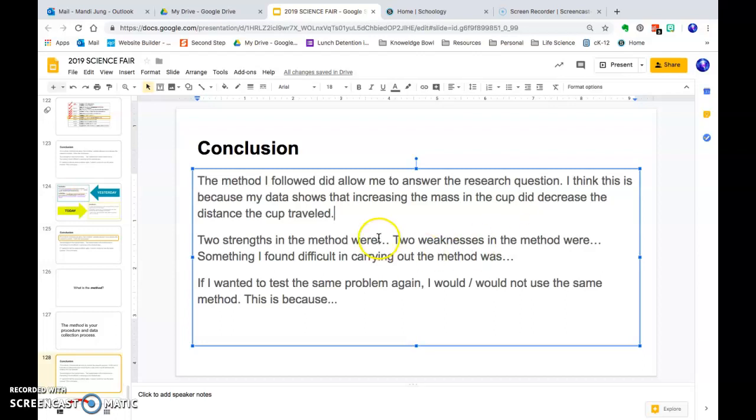So some strengths in that method, some things that worked well. Something that worked well is it was easy.